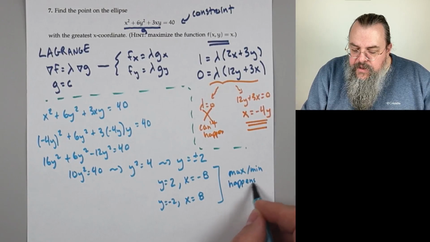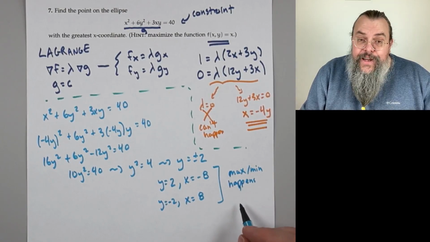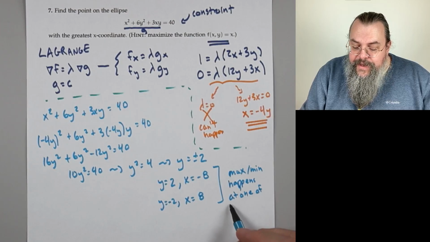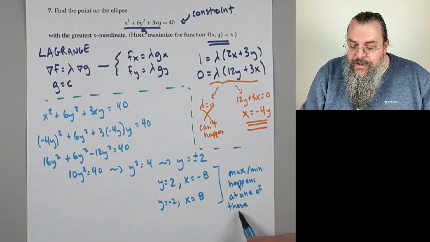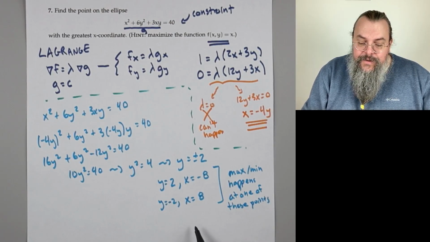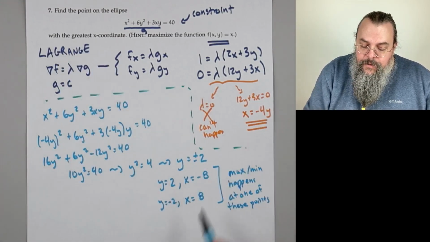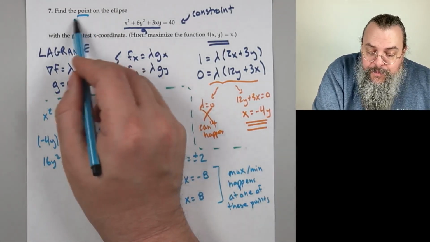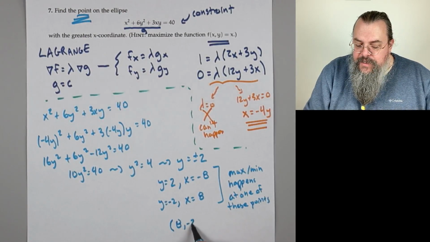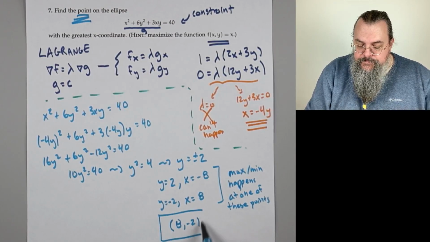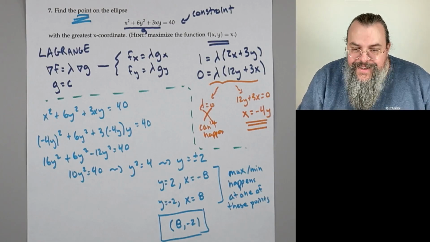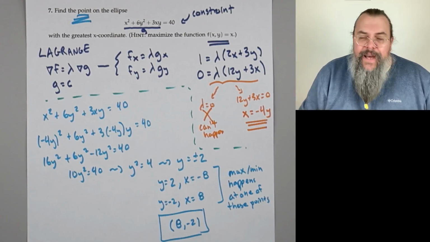And now we're like, great, well, which one of these has a larger x value? And well, the good news is it's pretty easy to figure that out. We just say, oh, it's at the one where we have x equals positive 8. And so the point on the ellipse with the greatest x coordinate, and remember, it's the point, is at the point 8, comma, negative 2. And so that's it. Wow, that wasn't so bad.